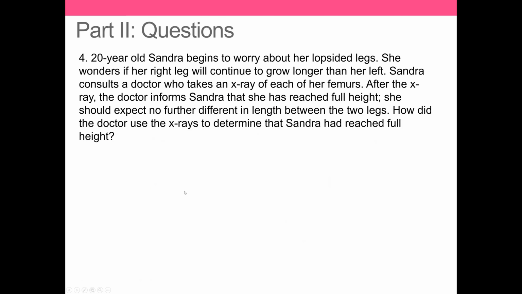Number 4, 20-year-old Sandra begins to worry about her lopsided legs. She wonders if her right leg will continue to grow longer than her left. Sandra consults a doctor who takes an x-ray of each of her femurs. After the x-ray, the doctor informs Sandra that she has reached full height. She should expect no further difference in length between the two legs. How did the doctor use the x-rays? To determine that Sandra had reached full height.